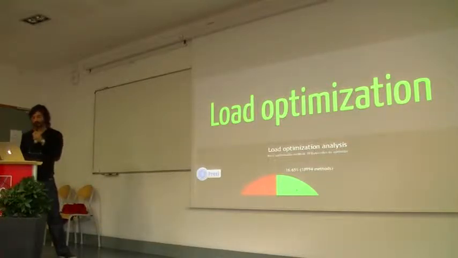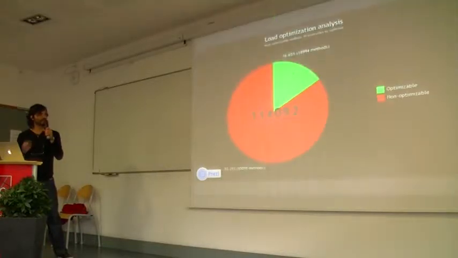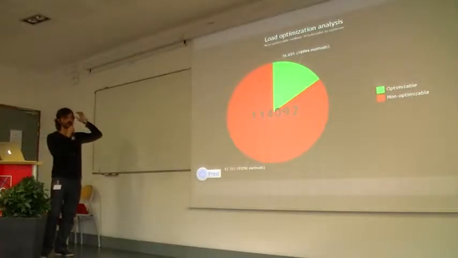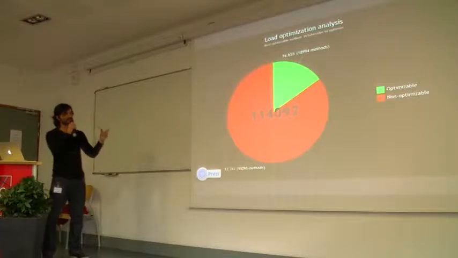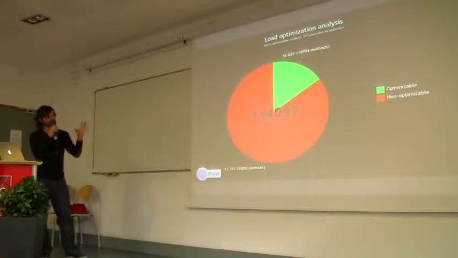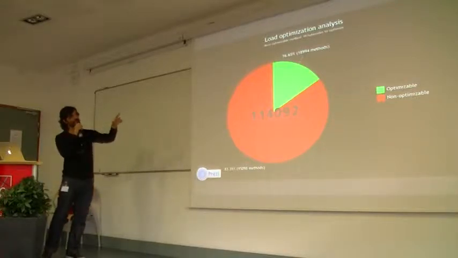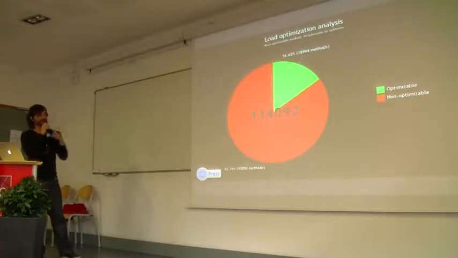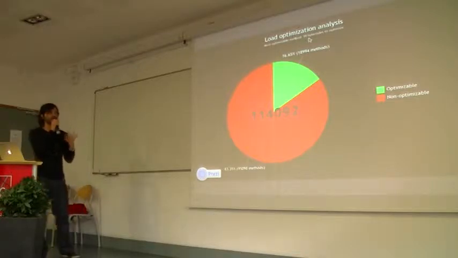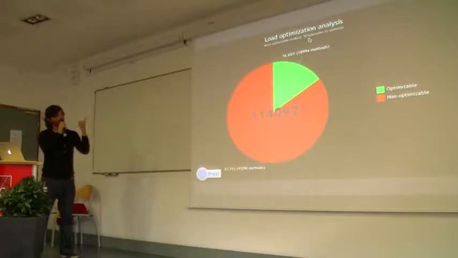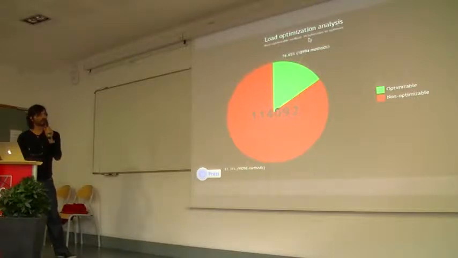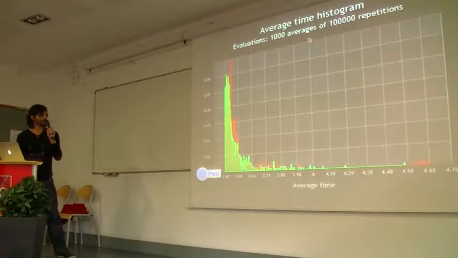Okay, some results regarding load optimization. We ran the first analysis from our image, which contains roughly 110,000 methods. Almost 17% of them are optimizable, and the most optimizable method, the one that has more loads to be removed, contains 19 bytecodes, or loading bytecodes.